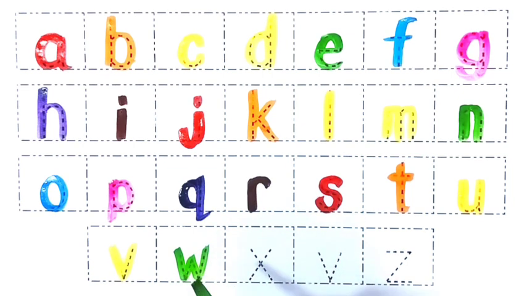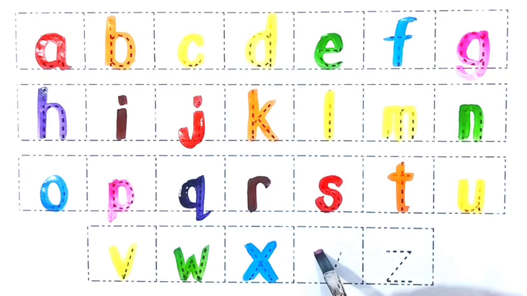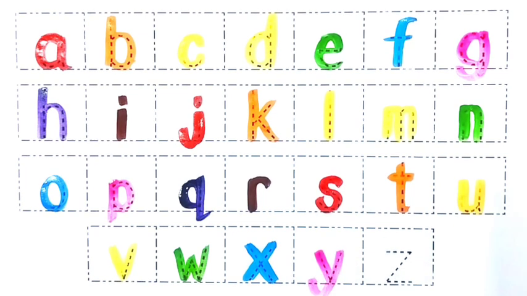W for watermelon. X for xylophone. Y for yacht. Z for zebra.